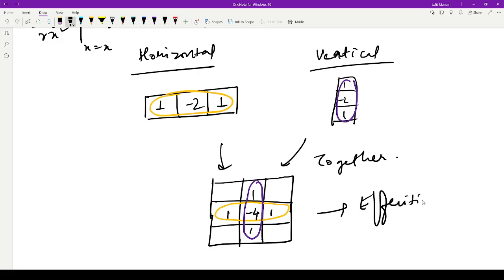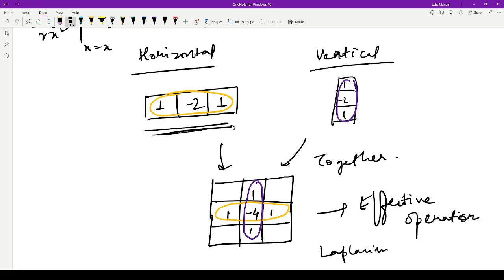Have you seen this kernel anywhere? Yeah, it's the Laplacian operator. So whatever we did here is the 1D Laplacian, and whatever you see here is the 2D Laplacian, and fill other places with 0. That is 2D.